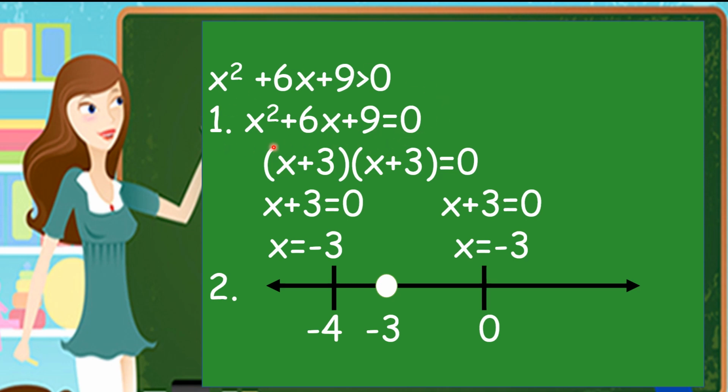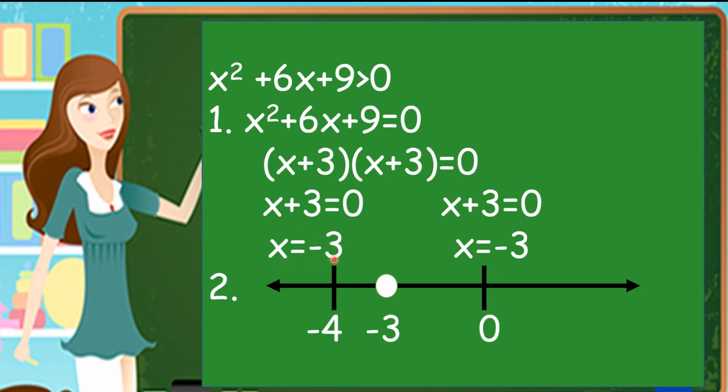We have x squared plus 6x plus 9 equals 0. Then, using factoring, solve for the value of x. So, we have x plus 3 times x plus 3 equals 0. So, equate each factor to 0. So, magiging x plus 3 equals 0.